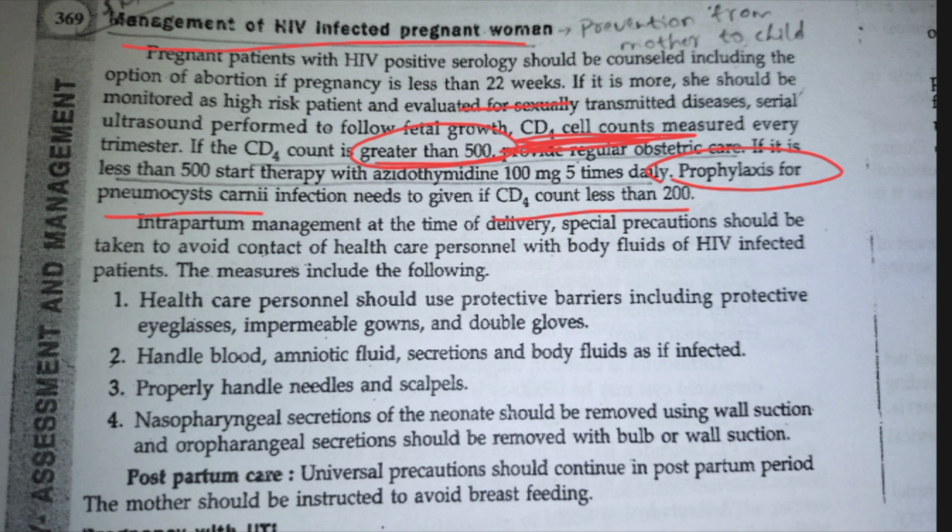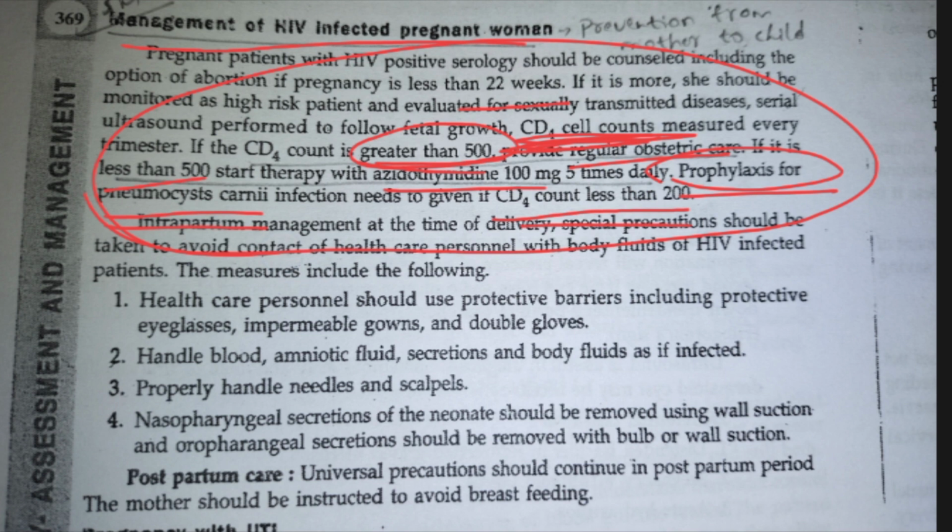These are the three things which are followed. First, if it is greater than 500, routine obstetrical care will be provided. If it is less than 500, then acetothiamidine will be provided. If it is less than 200, then prophylaxis for Pneumocystis carinii infection medications will be provided. This is followed when the baby is inside the womb.